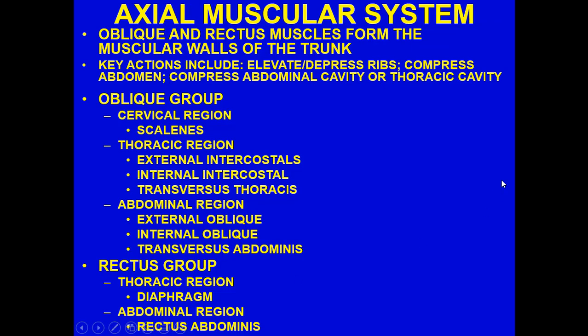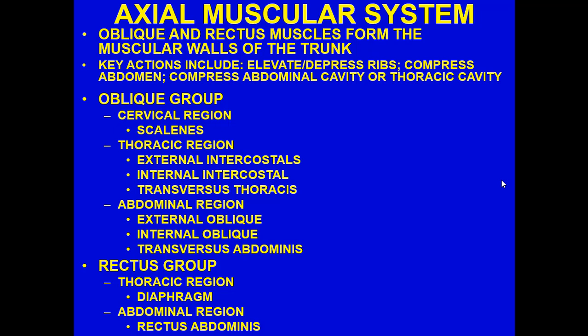Now, we have the oblique and the rectus muscles that form the muscular walls of the trunk. Their key actions include elevate and depress the ribs, compress the abdomen, compress the abdominal cavity or the thoracic cavity. So we're going to break this into the two groups. First, the oblique group, which is the cervical region. You're going to see the scalenes. The thoracic region, you're going to have the internal, external intercostals, and the transversus thoracis. These are also important when we talk about breathing later on, respiration when we get into A and P 2, for example.